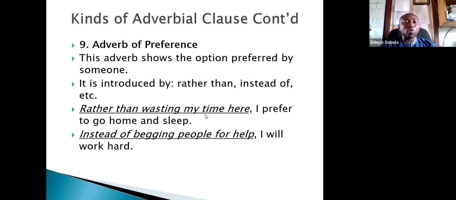We have: Rather than wasting my time here, I prefer to go home and sleep. We say what someone prefers to do instead of the other. Instead of begging people for help, I will work hard. So it shows preference.